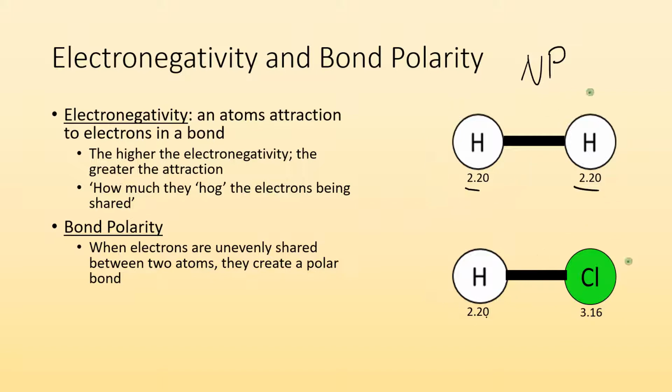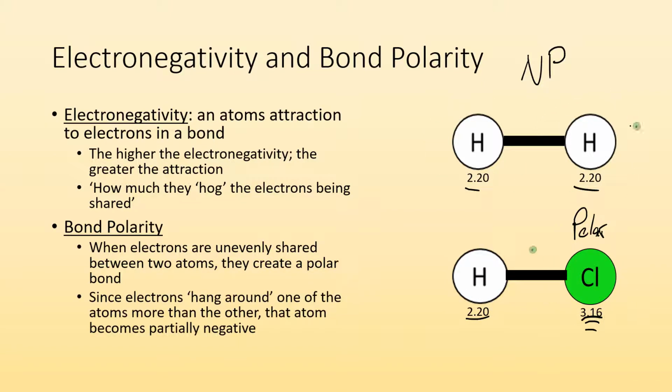Whereas if you take a look at HCl, chlorine has a much higher electronegativity than hydrogen. So you can see that electron spending a lot more time around the chlorine than it does the hydrogen. That is what a polar bond is. It's unevenly shared. Now, since electrons hang around one of the atoms more than the other, this atom becomes slightly negative because electrons are negatively charged, which means the hydrogen, since it's almost losing that electron, right? It donated one of its electrons and chlorine's hogging it, would make it partially positive.